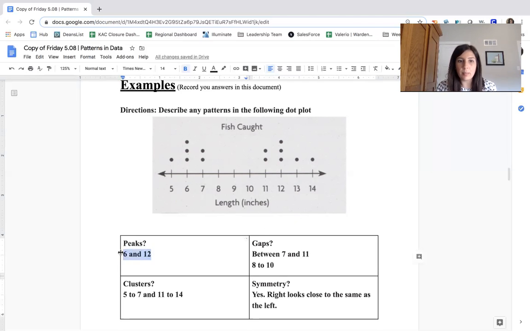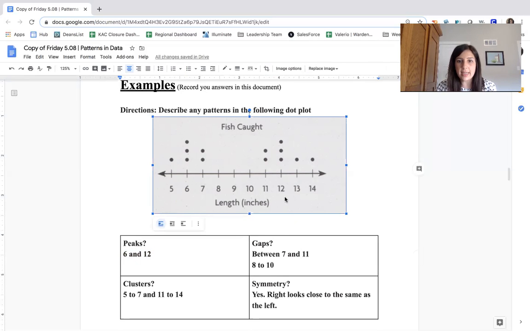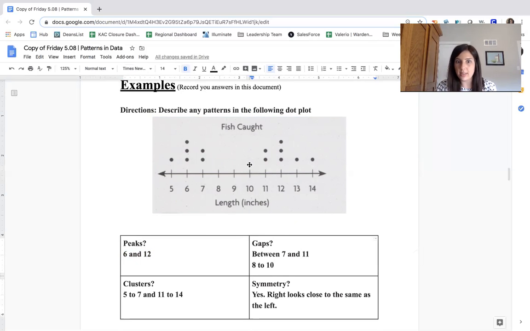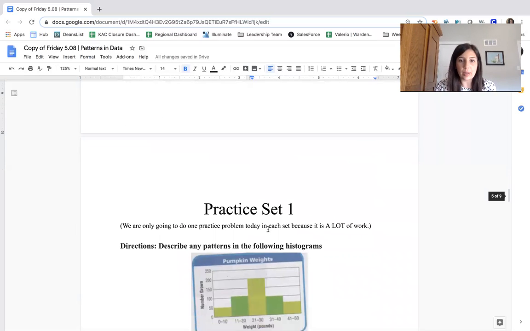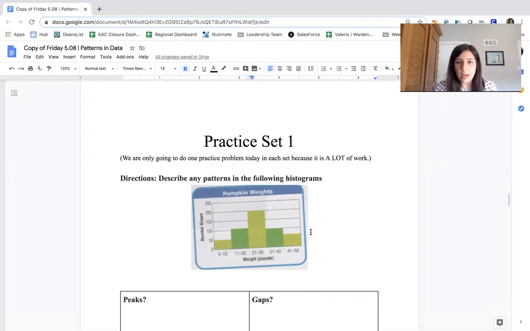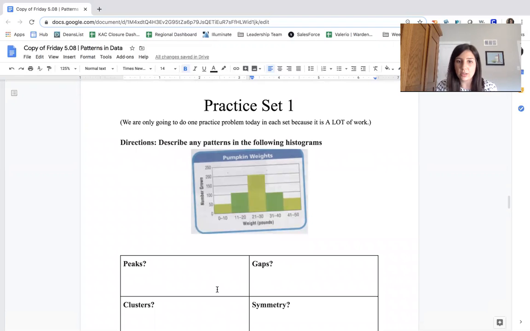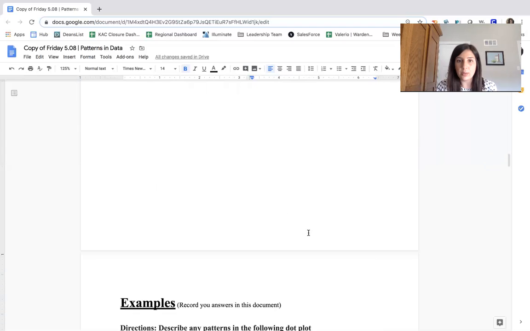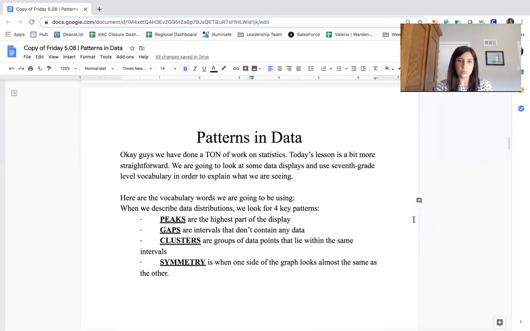Okay, so remember, my peaks are my high points in my data. My gaps are where there isn't any. My clusters are the groupings where data falls really close together. And symmetry is thinking, okay, if I drew a line right down the middle, do either side of that line look pretty much the same? Okay, go ahead and move on to practice set 1. This one is a little bit different. It's a histogram, not a dot plot, but it's the same questions that you should be asking yourself. Go ahead and try that on your own. Hit pause on the video and you can play when you're done.